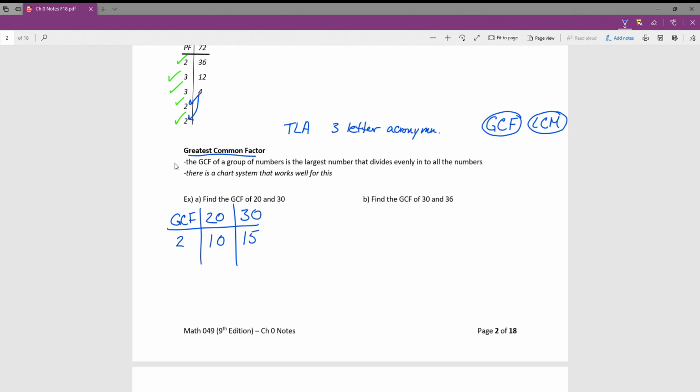So now I take a look at the next row. I'm done with these numbers on top. I've now reduced them to this. So 10 and 15 share a factor of 5. And so if I divide 10 out by 5, I get a 2, and divide 15 out by 5, I get a 3.